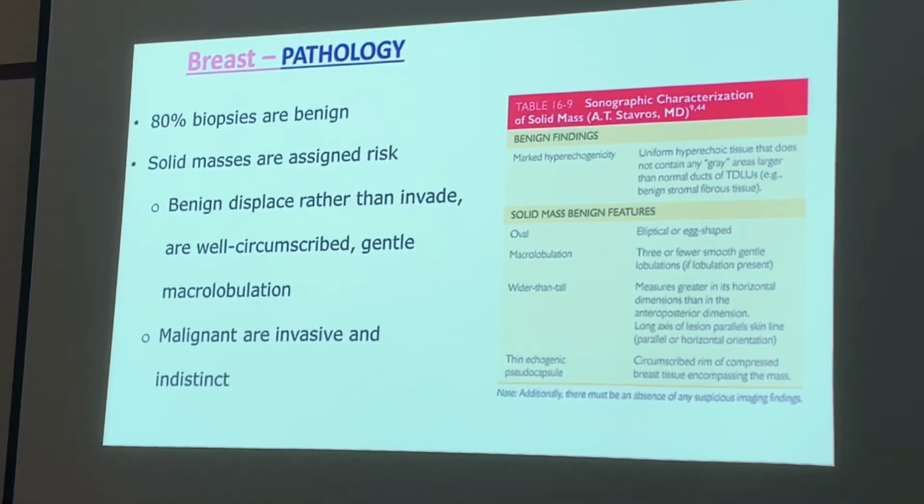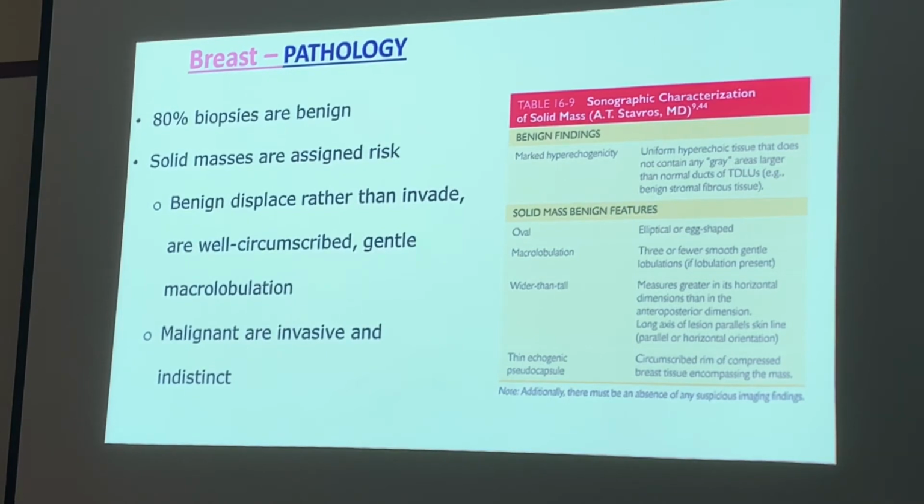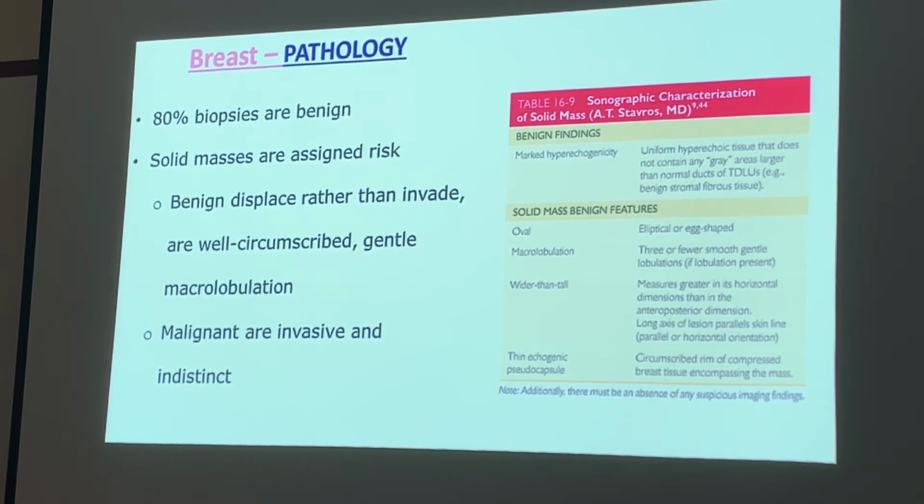Solid breast masses. So 80% of biopsies are benign. Solid masses are assigned risk using our BI-RADS characteristics. Benign tumors displace tissue rather than invade tissue, and they're normally well circumscribed and have gentle macrolobulation. Malignant tumors are invasive into the tissues and they're indistinct.